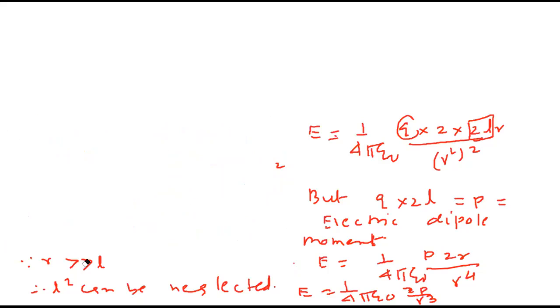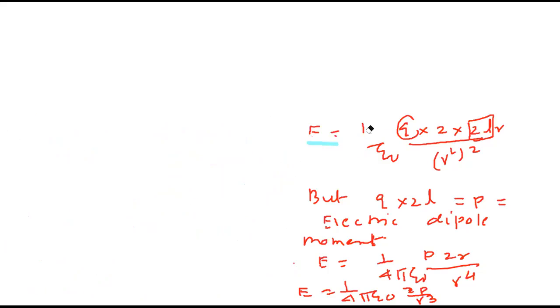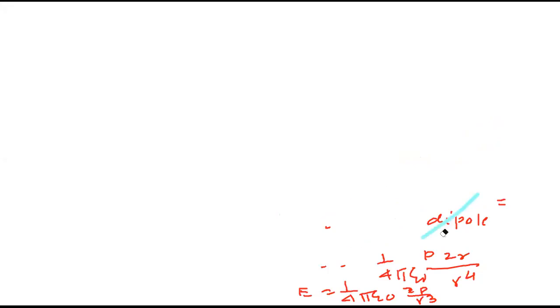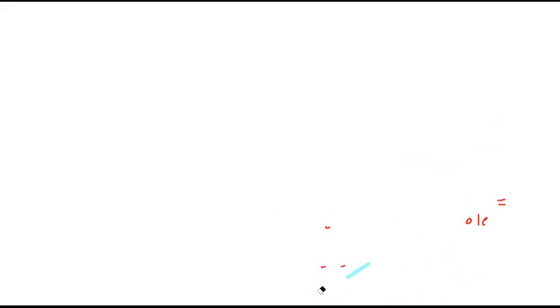Who was greater, E2 or E1? E2 was greater. And where was E2 acting? Outward. So always the resultant will be in the direction of the larger vector. That means it will be directed outward. Write down below: it is directed outwards.